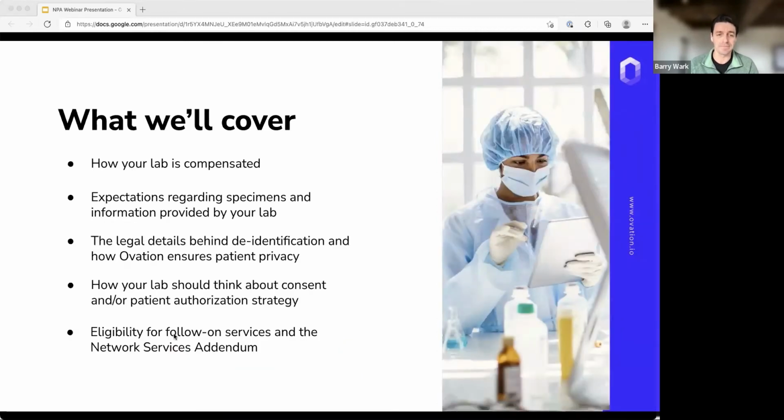So here's what we'll cover. First, we'll talk about how your lab is compensated for participation in the research network. We'll discuss expectations regarding specimens and information provided by your lab to Ovation. We'll cover legal details and technical resources for de-identification of patient information and how Ovation ensures patient privacy. We'll talk about how your lab should think about consent and patient authorization strategy when participating in the Ovation Research Network. And finally, we'll talk about eligibility for providing follow-on research testing services to the Ovation Research Network and the network services addendum that describes those services.